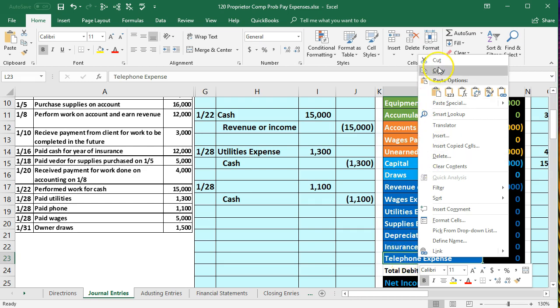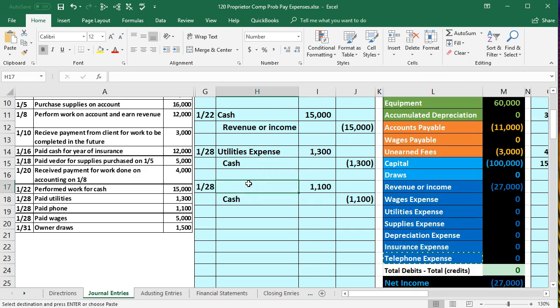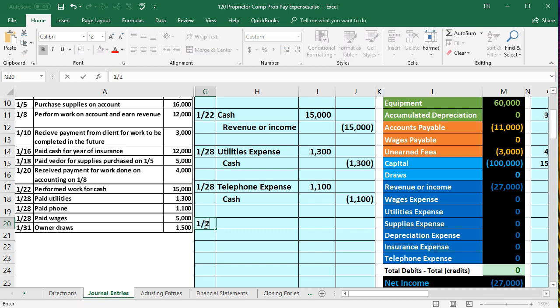So we're going to right click and copy. We're going to put that up top in H17, right click and paste 1, 2, 3. And we'll do one more before we post all 3 of these, which is going to be great. We're going to do one on 128. That's going to be for wages. Now, we're going to put wages here.